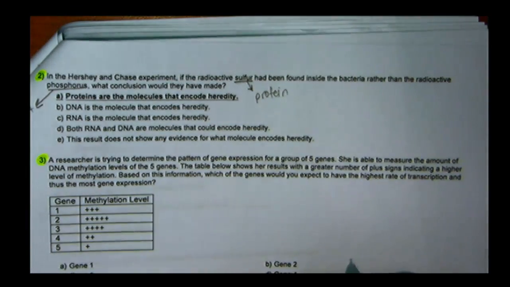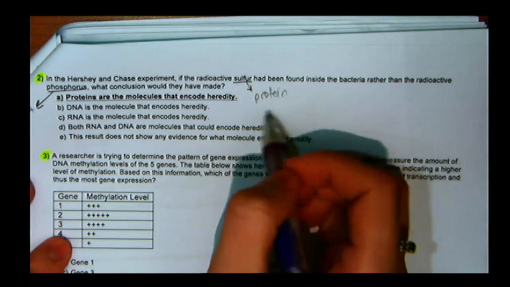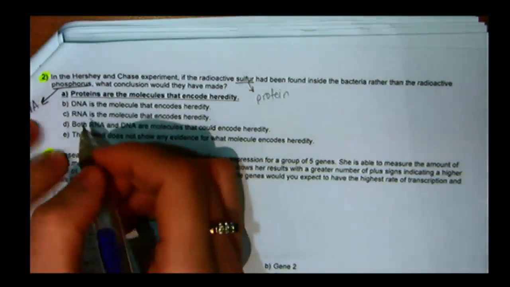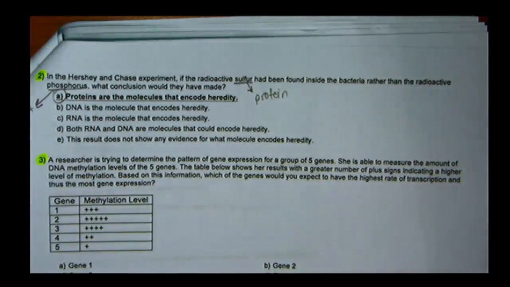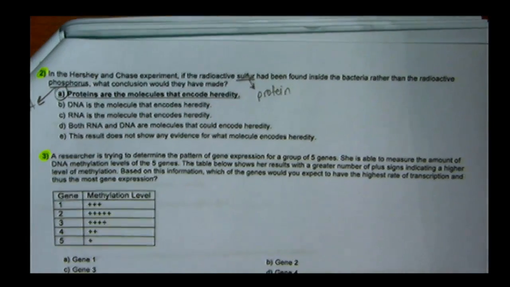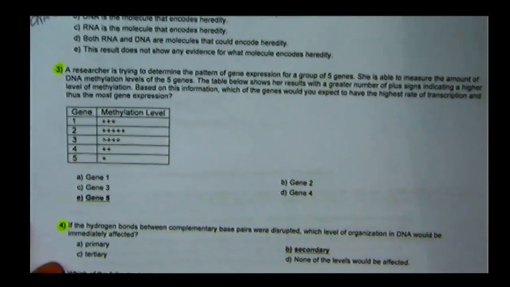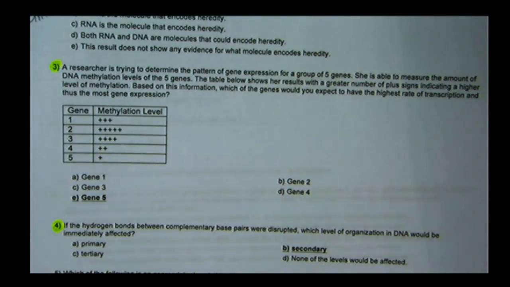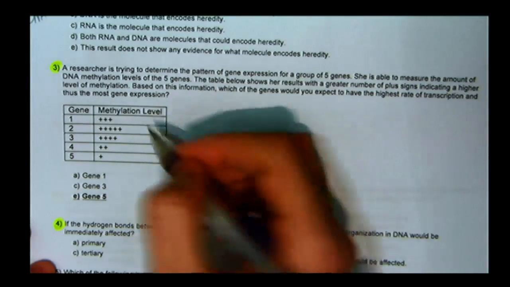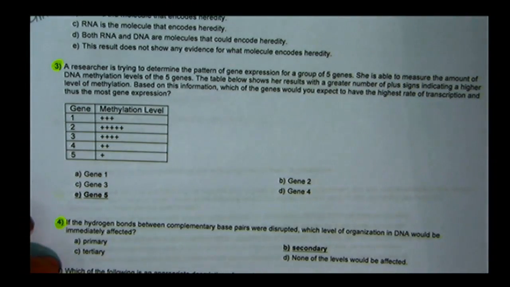Okay. And here's another long question that really only has one simple concept behind it. You're given a methylation table, and remember that methylation corresponds to decreased transcription. So the more methylation you have, the less transcription you'll have. And you're trying to find the one that has the most gene expression. So the most gene expression is going to have the least amount of methylation. And that's all you need to know to get the answer E.